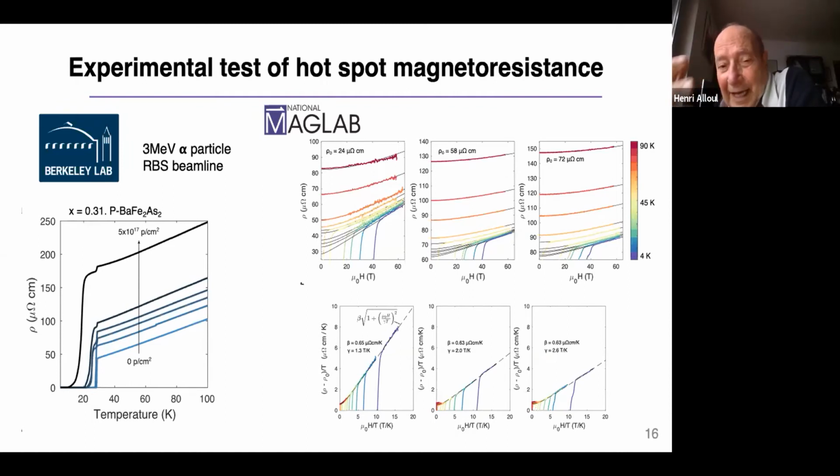And I agree. I am puzzled by the fact that you don't find H square magnetoresistance at high fields. But okay, because this is the only thing you expect once you have eliminated all the quantum critical fluctuations, etc.